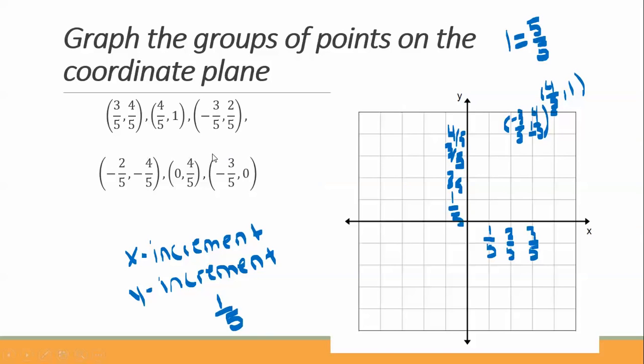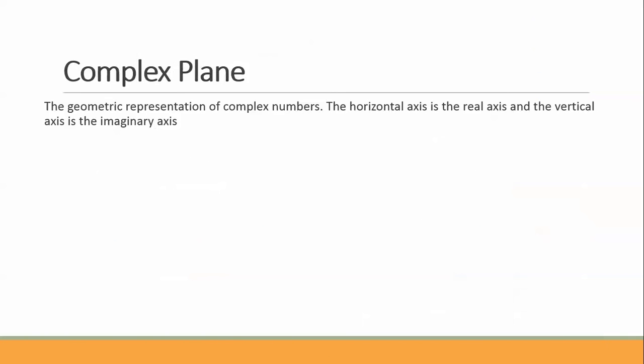And then we have negative 3/5 and 2/5. Negative 1, negative 2, negative 3/5, and positive 2/5, negative 2/5 and negative 4/5, 0 and 4/5, and negative 3/5 and 0. And if you look here at the points on this one and the points on the previous two, the points are all in the same spot again. It just depended on what our increment was.